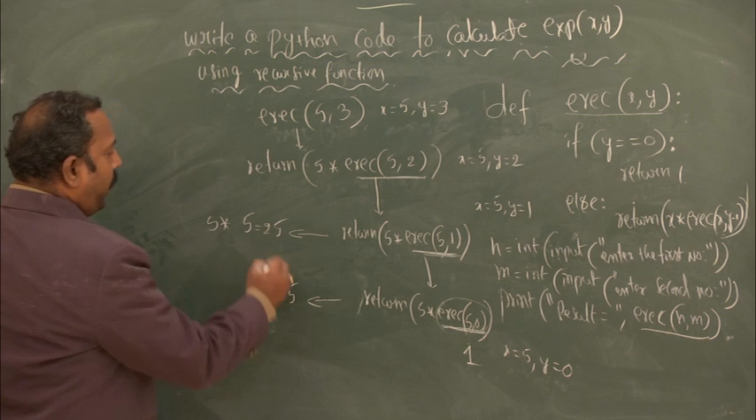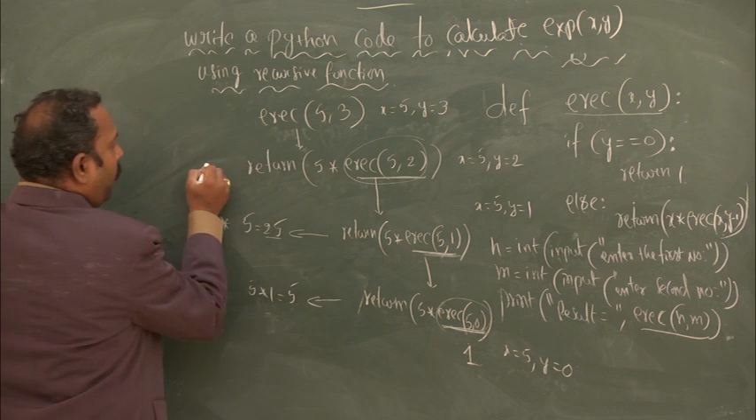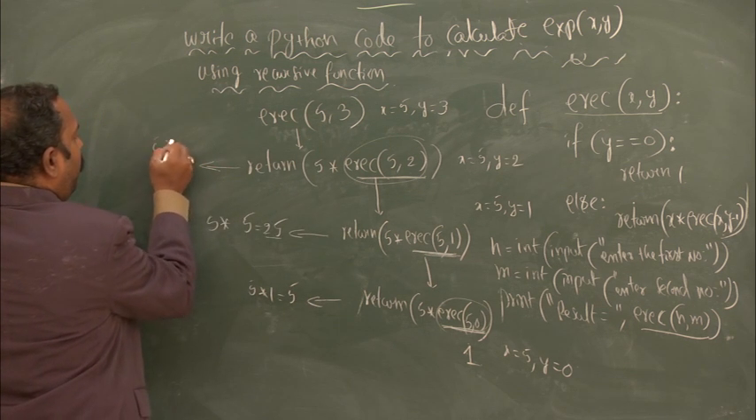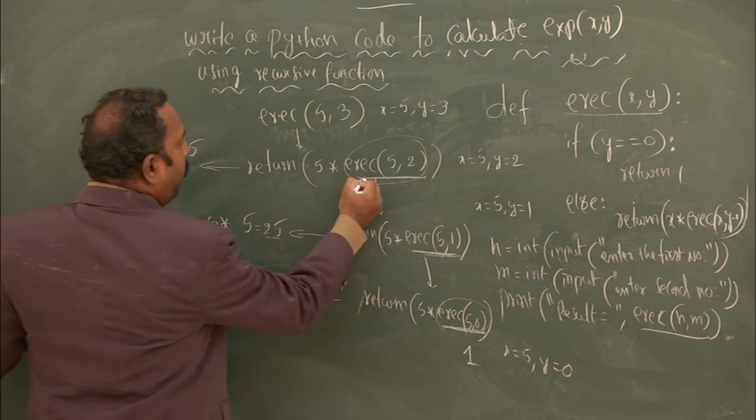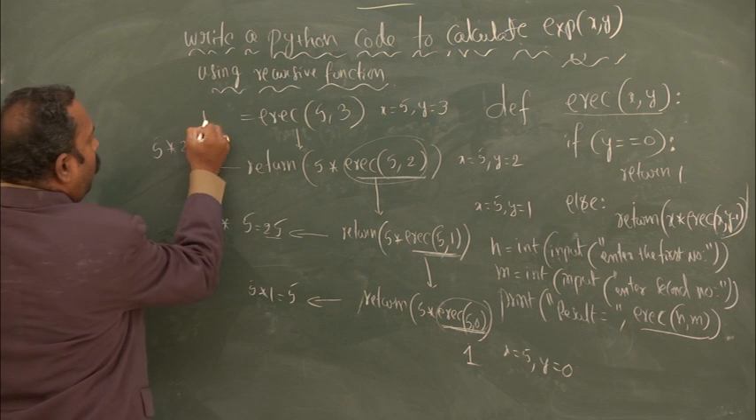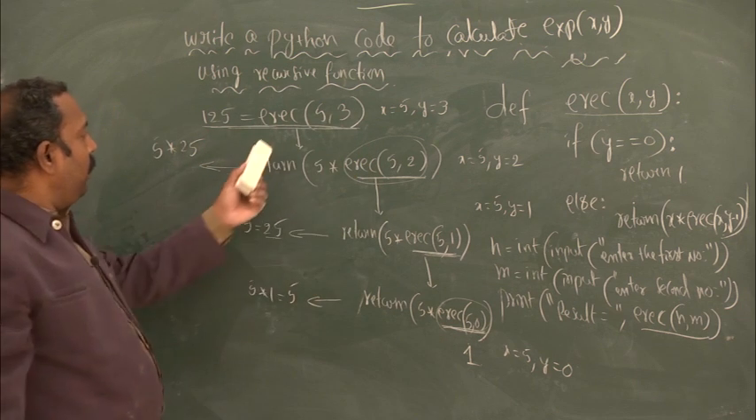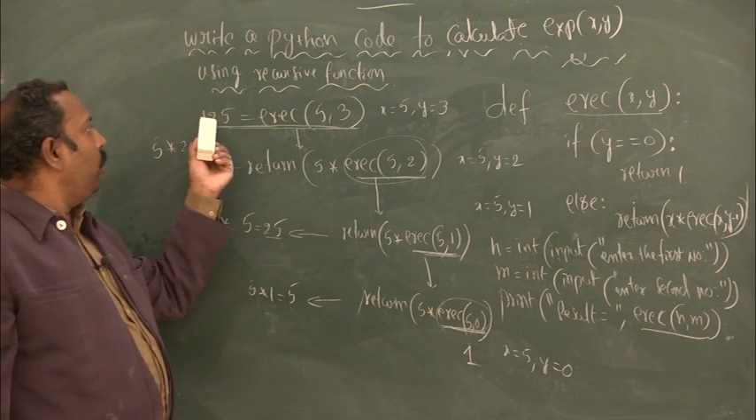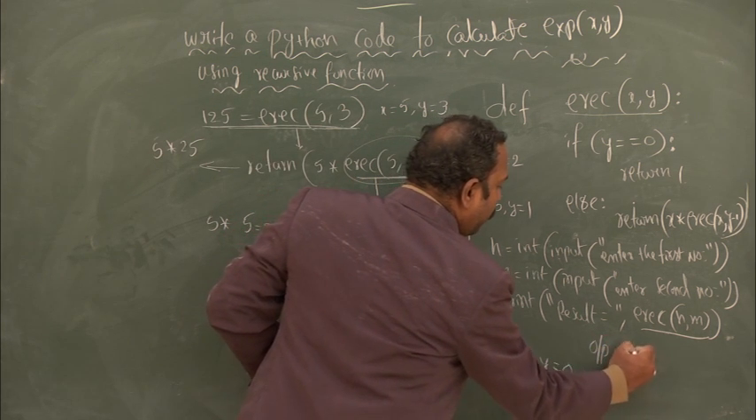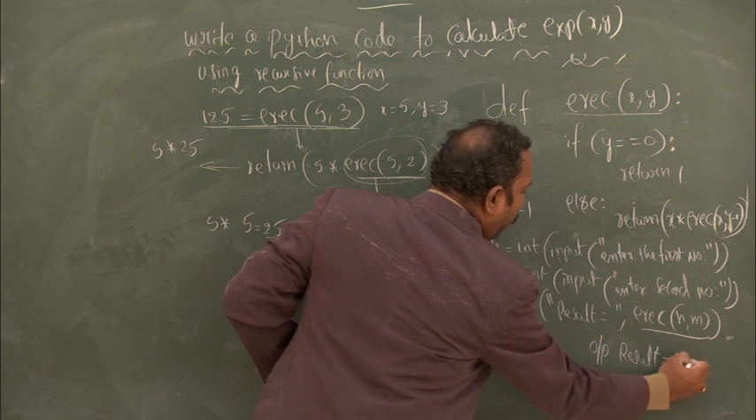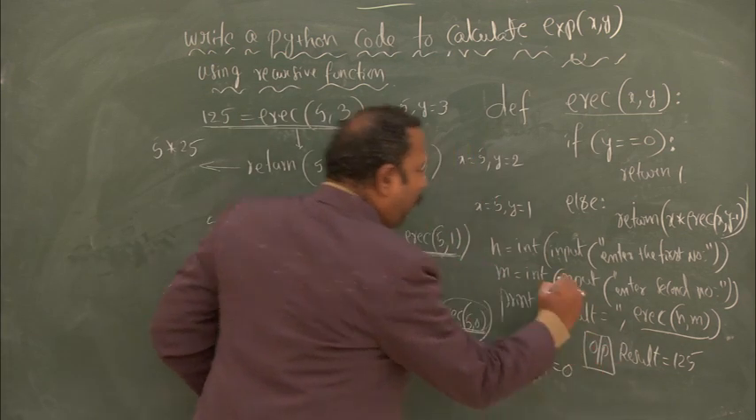25 will be returned. So this return value will be substituted here. So for this particular return value, 5 into 25, 125, that will be returned for this particular function call. So you got the output here 125. 5 comma 3, whenever you call the recursive function of 5 comma 3, you got the output 120. So result equal to, what is the output you will get in here? Result equal to 125. So this is the output we got here.